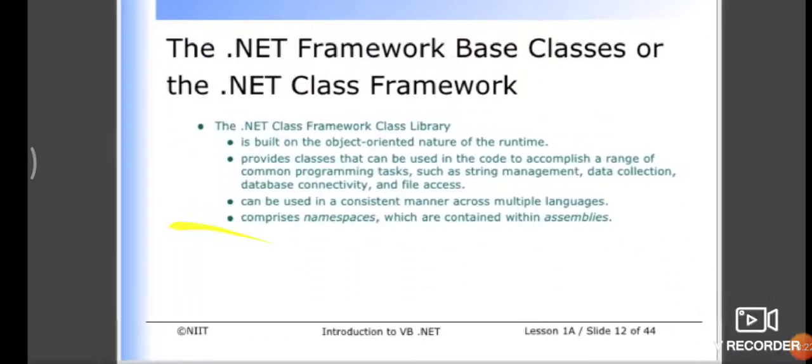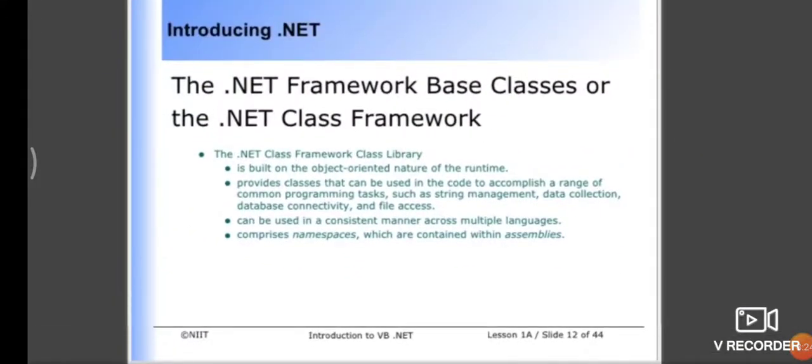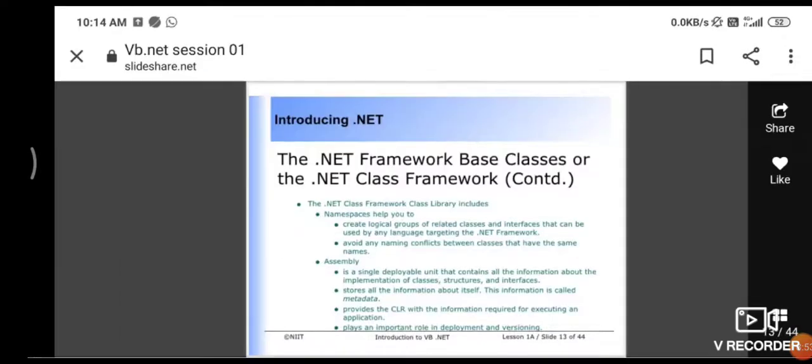Next comes the class library framework of the .NET. It comprises a namespace, which is connected with the assemblies. Namespaces mean what are all the constants and variables you use, and which are contained within assemblies. So I think in the features of VB.NET you might have heard that it is an assembled programming language, means it is an interpreted programming language.